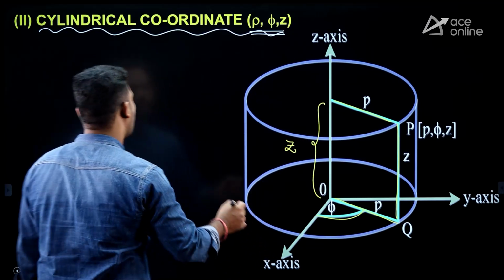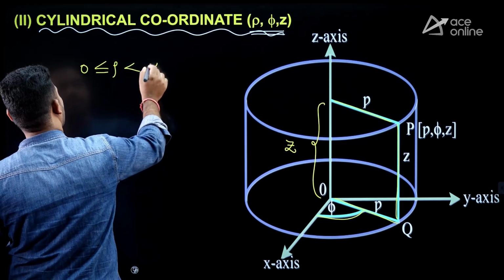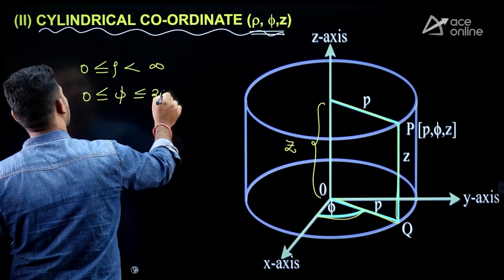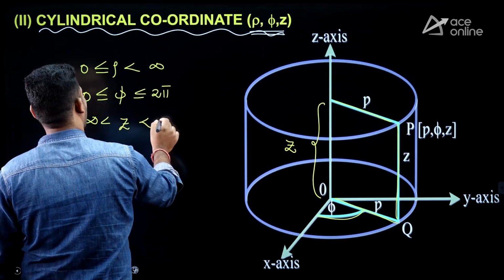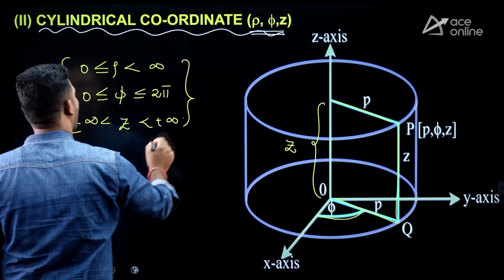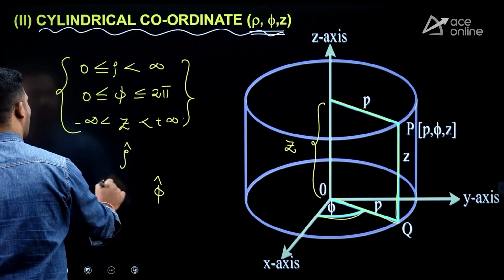Okay, guys. And what are the limits here? The limits: rho is a radius ranging from 0 to infinity. Phi is from 0 to 2 pi. Z is from minus infinity to plus infinity. Here also rho, phi, and then z. These three are an orthogonal set.